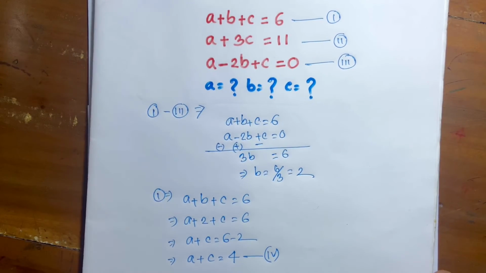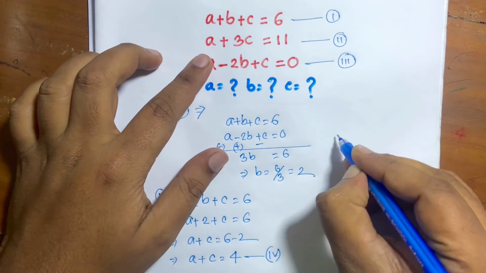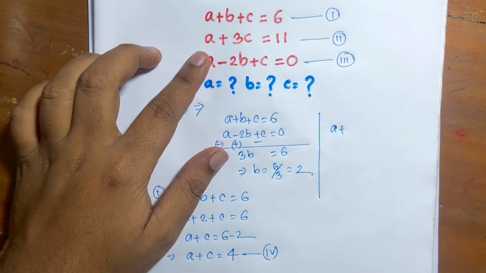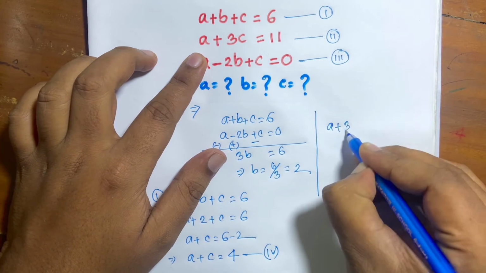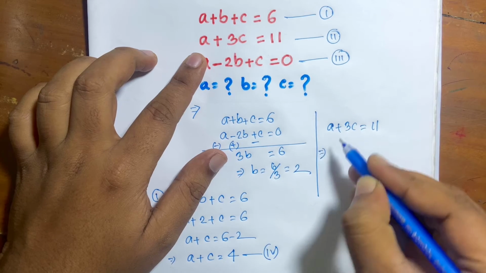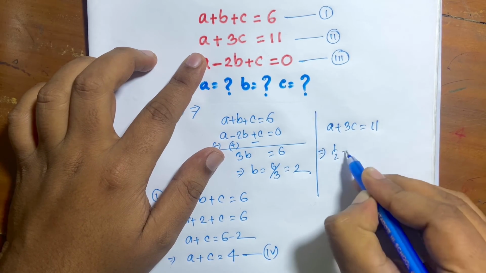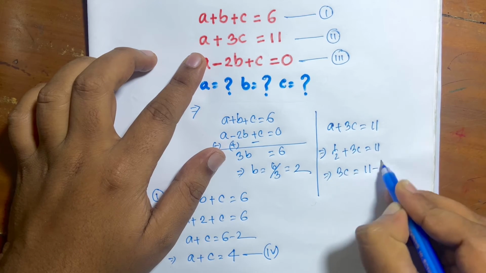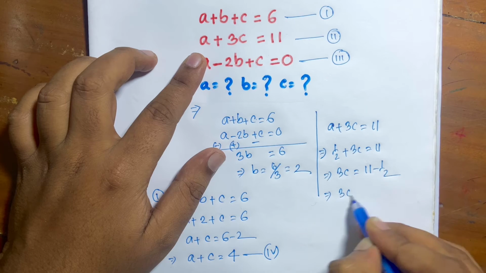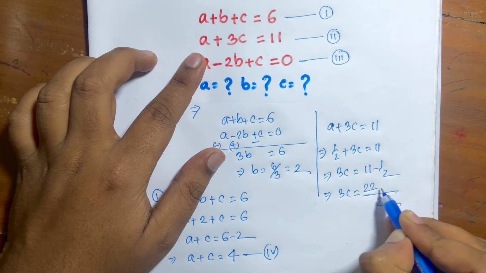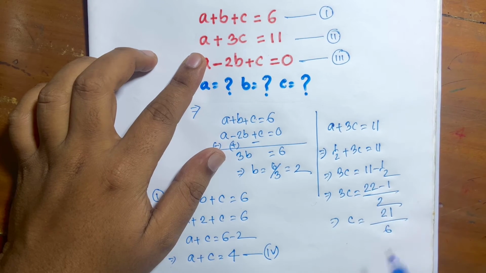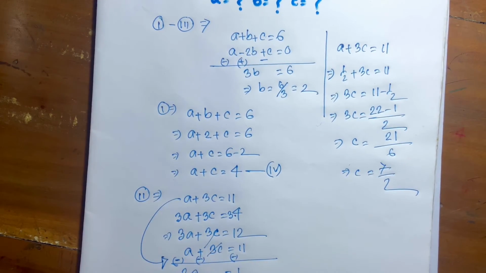Now a plus 3c equal to 11, and a equal to half, so half plus 3c is equal to 11. Now 3c equal to 11 minus half. Now 3c equal to 22 minus 1 by 2, and c is equal to 21 by 6, and c is equal to 7 by 2. Now justify.